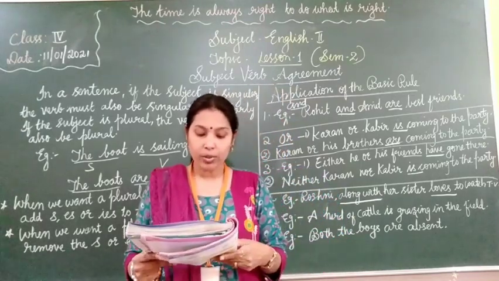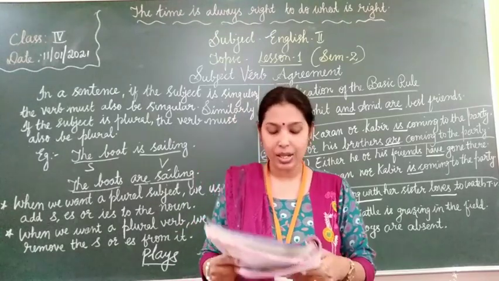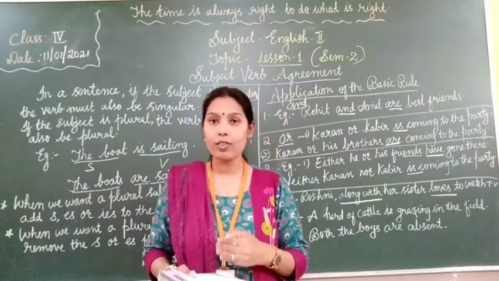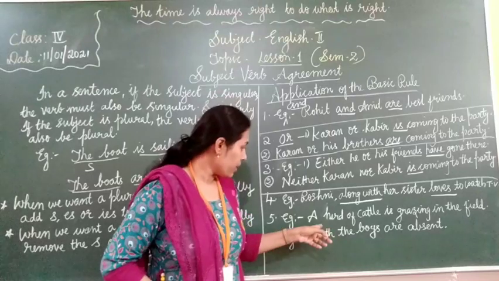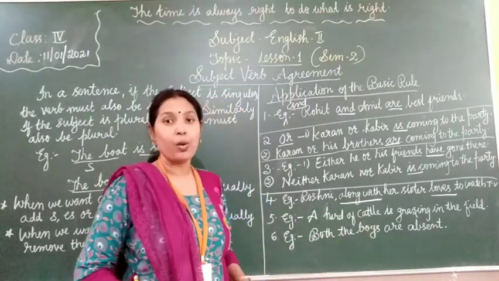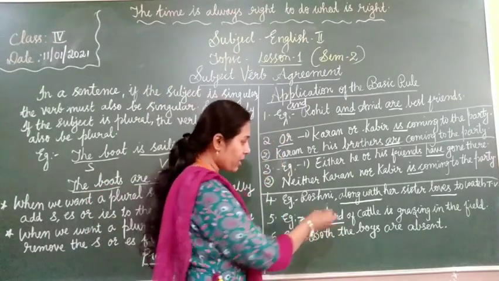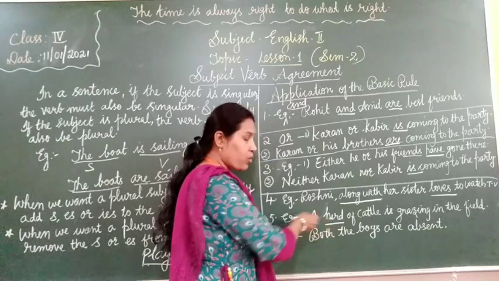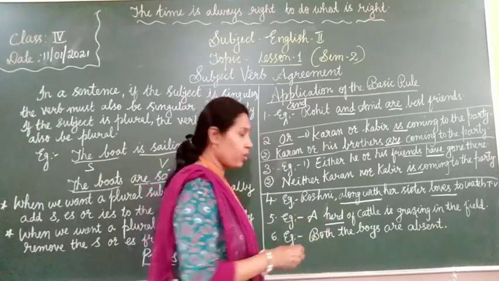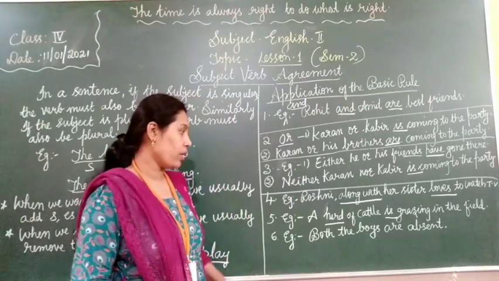Next, collective nouns have singular verbs. We have learned already collective nouns, right? So we have to use singular verbs for collective nouns. See example, a herd of cattle is grazing in the field. What is the collective noun here? Herd, right? A herd of cattle. So this is collective noun. So the verb should be in singular. That is why we have to use the verb in singular.